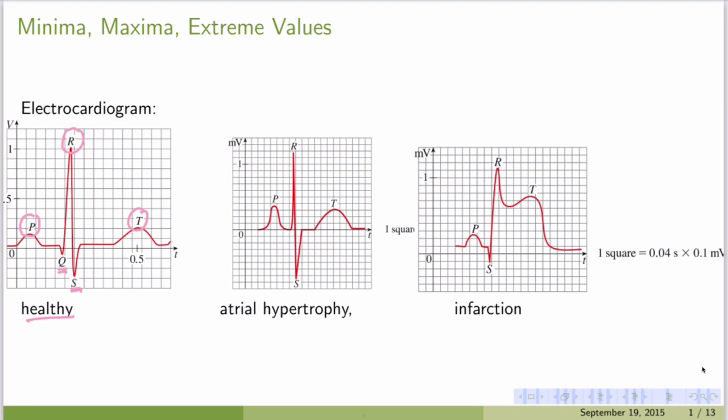not. So in the second case, for example, the P maximum is much bigger than it really should be, and the minimum here is kind of missing. Also, the S minimum is much lower than it should be. So this is an indication for atrial hypertrophy. Or here on the right, you see that the whole T wave looks very different than it should look in the healthy case, and so this is an indication for infarction. So to identify minima and maxima of a given function can be extremely useful for diagnosis of a heart disease.